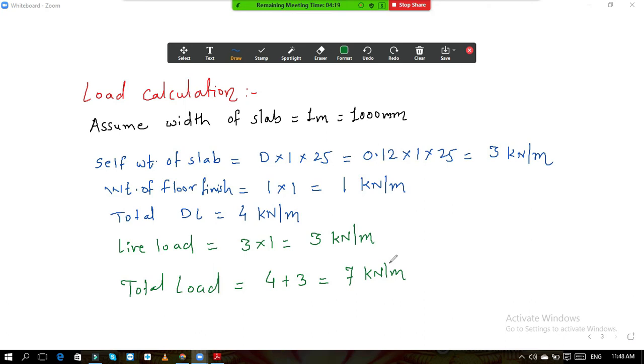Total dead load is required and total live load is required. Again, I will repeat my sentence. While calculating the shear force and bending moment in one-way continuous slab, total load is not required. So instead of this total load, total dead load is required and total live load is required for the calculation.